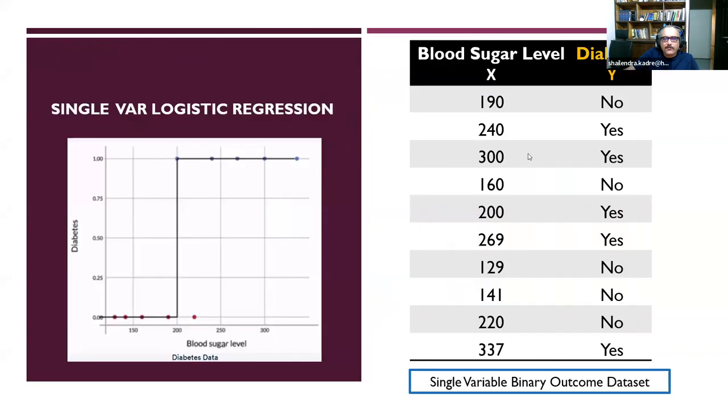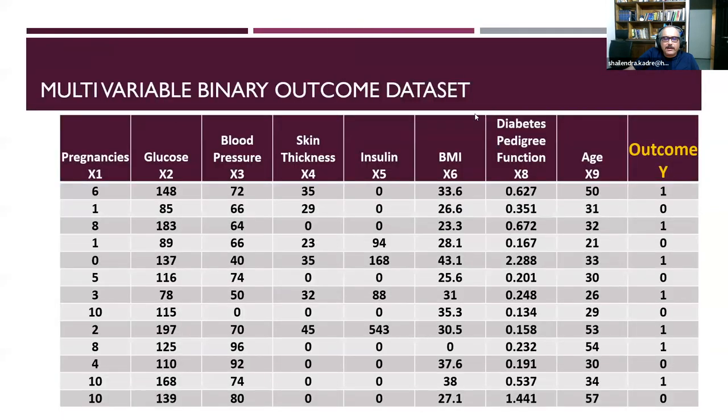So see, here what we have discussed is that diabetes probability of yes or no depends only on one variable, X. But here, same thing, draw a parallel to linear regression. There are multiple variables. So here outcome Y is dependent on multiple variables from X1 to X9. So this is nothing but a multivariate binary outcome data set. The outcome of the data set is only 0 and 1, so we are calling it a binary outcome data set. But the outcome depends on multiple variables, X1 to X9.